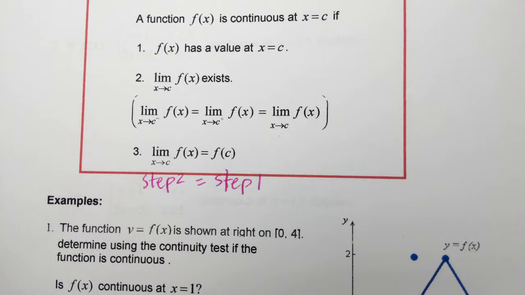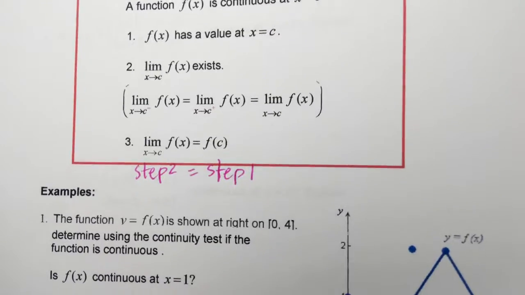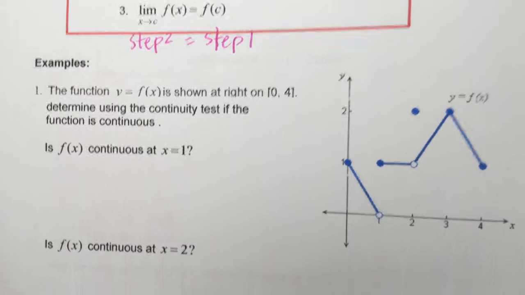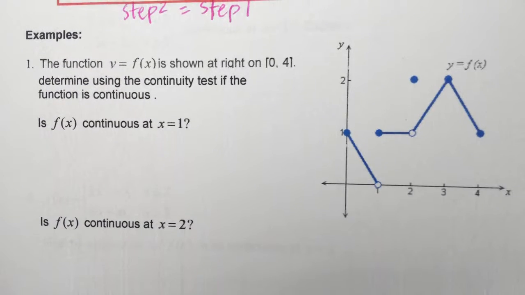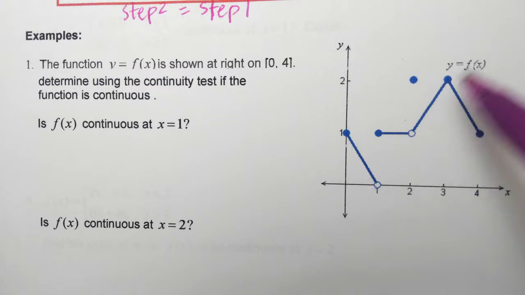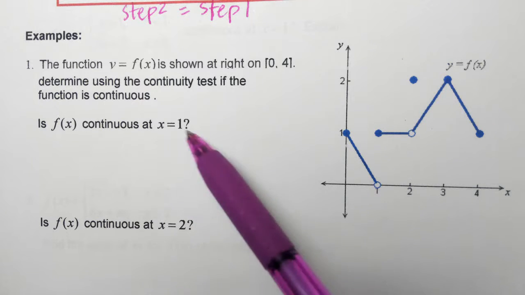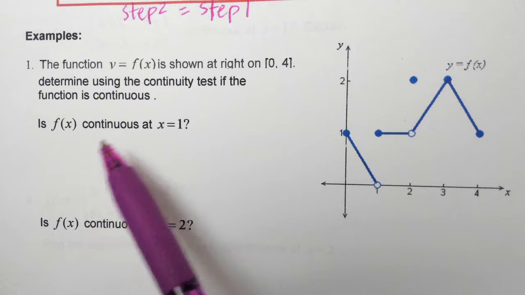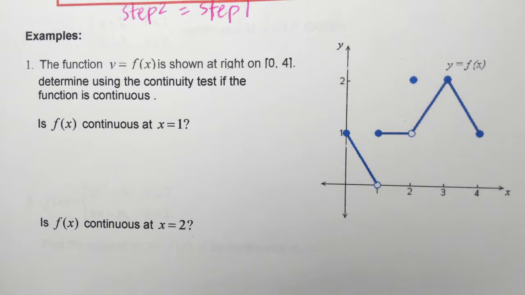Okay, so let's look at some examples. Our first example says the function y equals f of x is shown on the right on the interval 0 to 4. Determine using the continuity test if the function is continuous. So if we just look at this graph, clearly it is not a fully continuous function, so we're going to try to figure out if it's continuous at these various points. So our first question is, is f of x continuous at x equals 1?